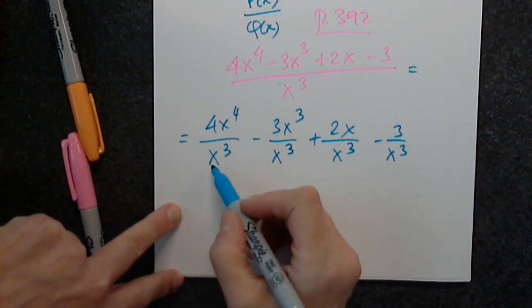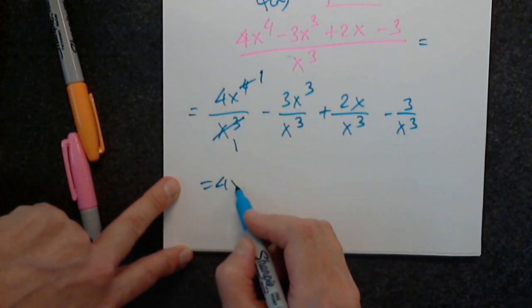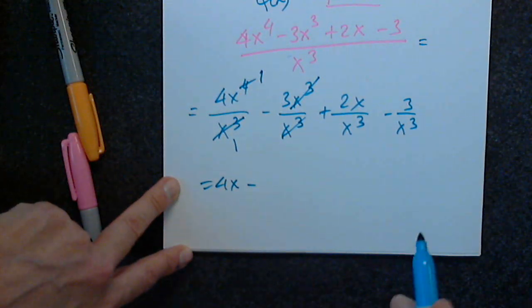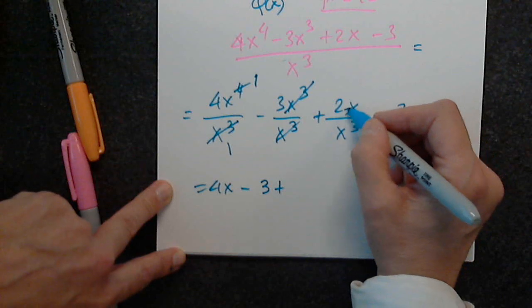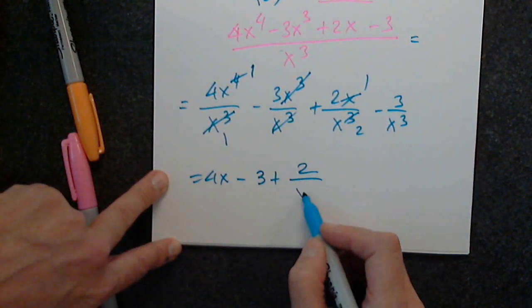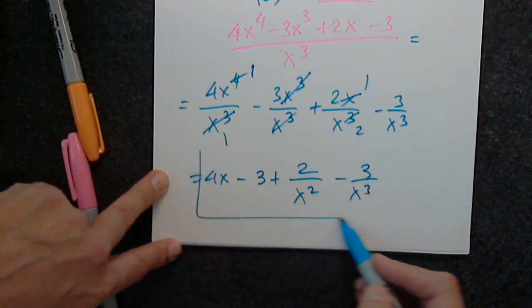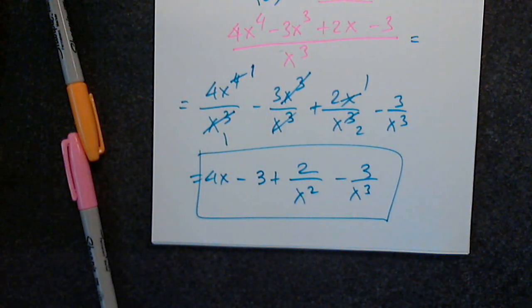When I simplify x cubed from the denominator with x cubed from the numerator, I have 4x minus. I simplify x cubed from the top with x cubed from the denominator, and I have minus 3. Plus, I simplify one x from the top with one x in the denominator, and I get 2 over x squared. And the last one, there is nothing I can do. This is as much as I can take it. Done.